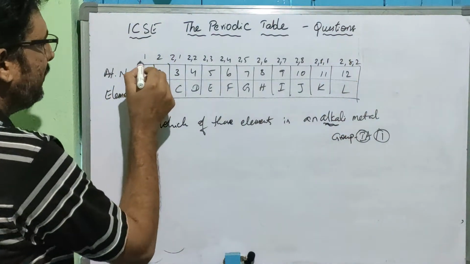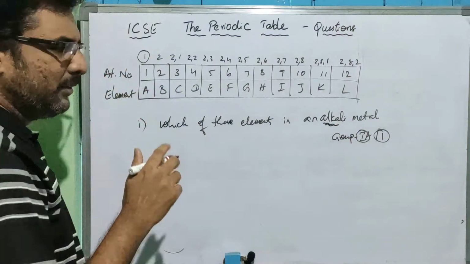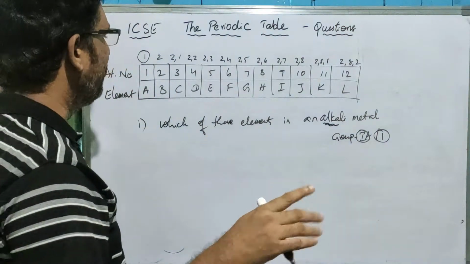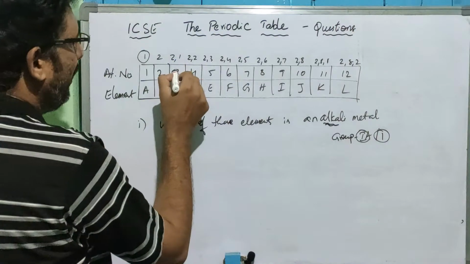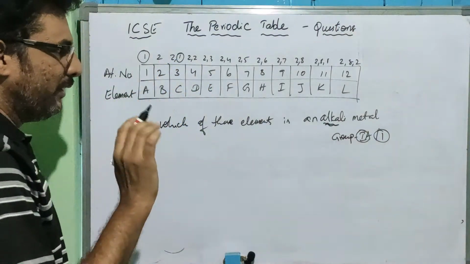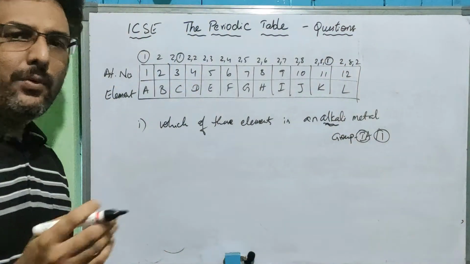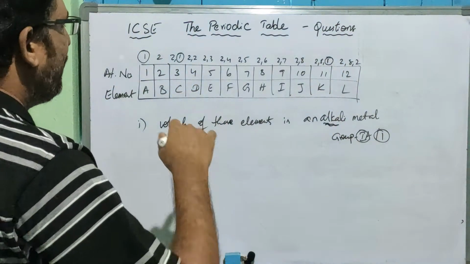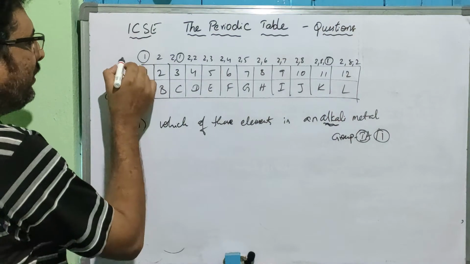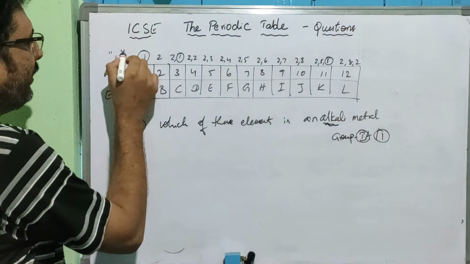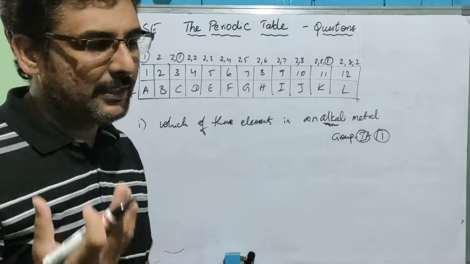Now let's see how many elements have one valence electron. We can see this element has only one shell and one electron, so one valence electron. This one, C, also has one valence electron, and this K also has one valence electron. But atomic number 1 is hydrogen, and hydrogen cannot be a metal, so we cannot write hydrogen as the answer.